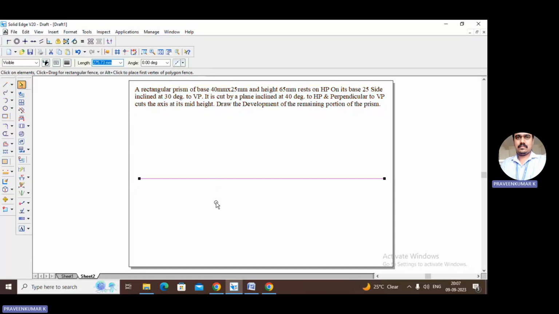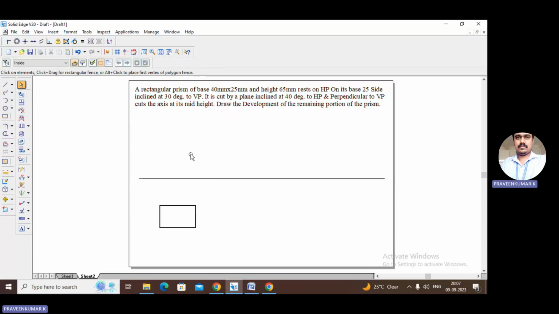So now construct the rectangular prism base 40 by 25 mm. So I'm constructing rectangle 40 by 25 mm. Make one side 40, another side 25. This is 40 and 25.